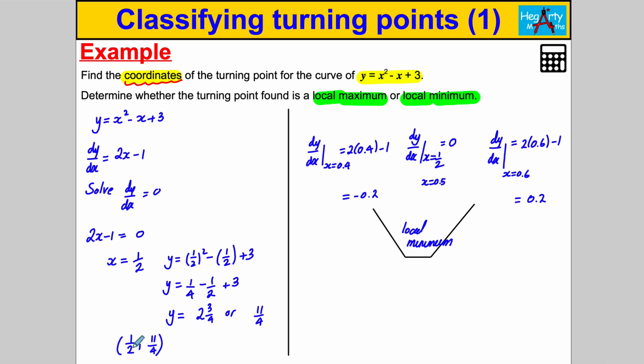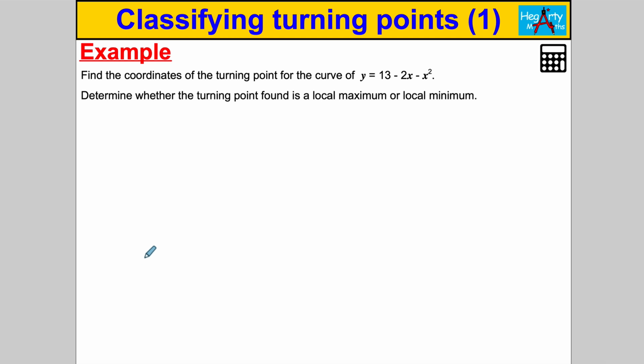So state that at the end: a half, 11 over 4 is a local minimum. And highlight that answer so it's clear we have stated our answer and we're done. Next question, pause and have a go.